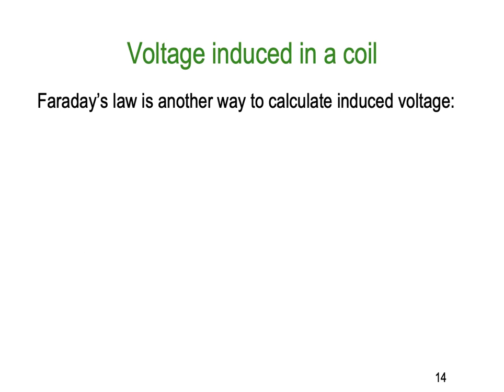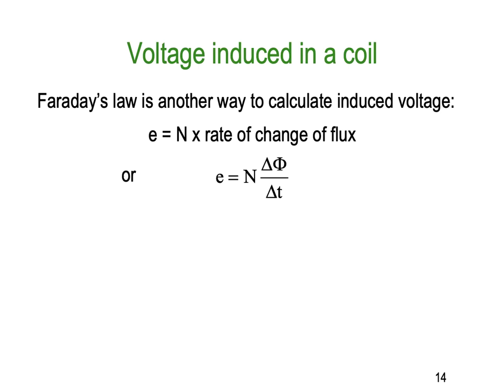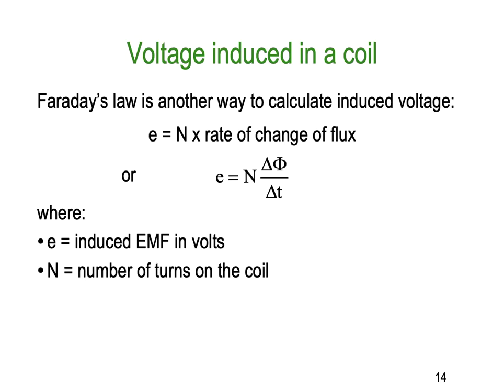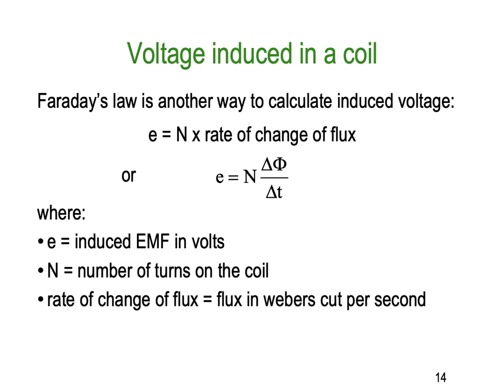So voltage induced in a coil. Faraday's law is another way to calculate the induced voltage, and that is E equals N times the rate of change of the flux, N being the number of turns. So let's look at that. Voltage equals N, change in flux on change in time. That's what the little delta symbols mean. It's the Greek symbol delta, meaning change in flux on change in time, where the induced EMF, the little lowercase e, equals the number of turns of the coil. The rate of change of flux is in Webers cut per second.